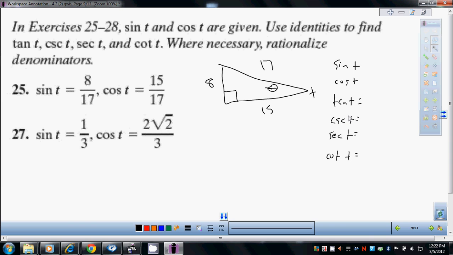Let's see. So tangent, you could look at your picture. Tangent, opposite over adjacent, 8 over 15. Cosecant is just the flip of sine, so 17 over 8. Secant is just the flip of cosine, so 17 over 15. And cotangent is just the flip of tangent, so it'd be 15 over 8.